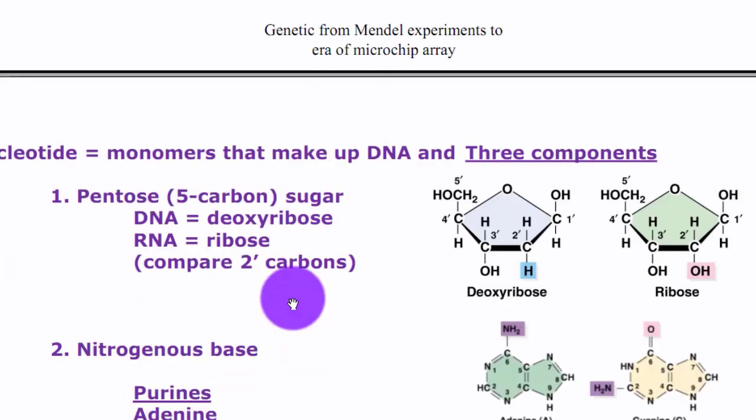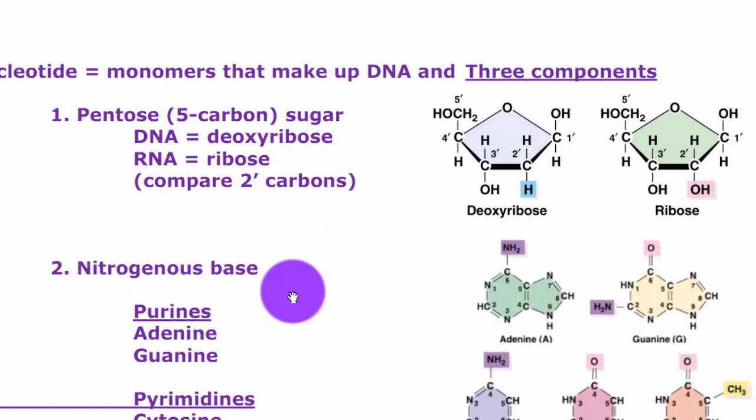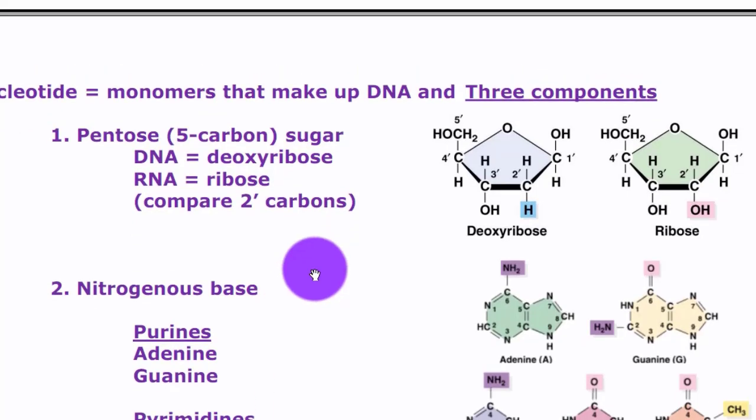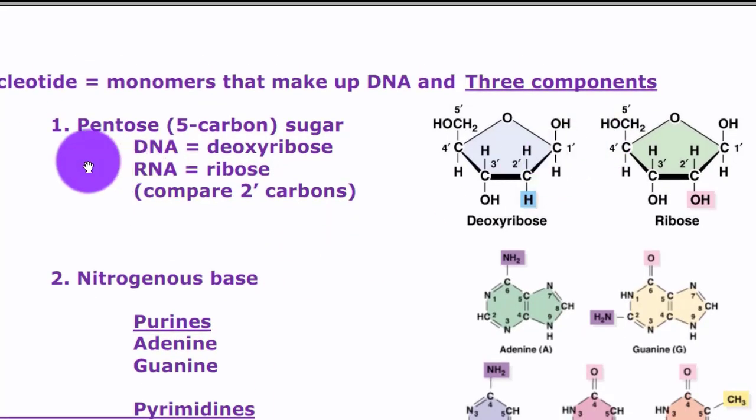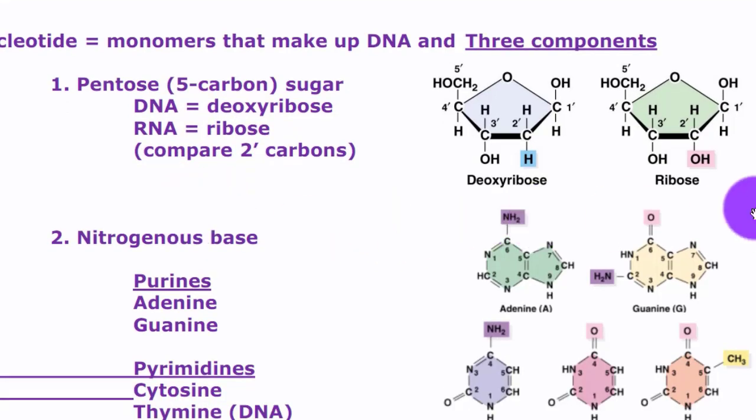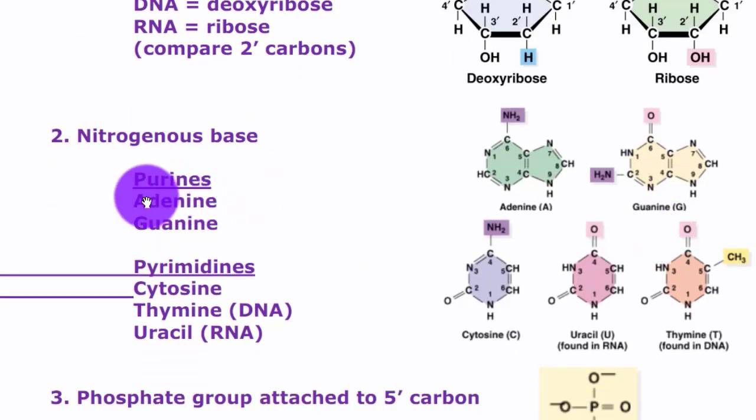For some viruses. The nucleotide, the structure of DNA, has 3 components. The pentose sugar, a 5 carbon sugar: in DNA it is deoxyribose, and in RNA it is ribose, compare the 2 carbon. And the nitrogenous base, purine, adenine, guanine. These are the nitrogenous bases.